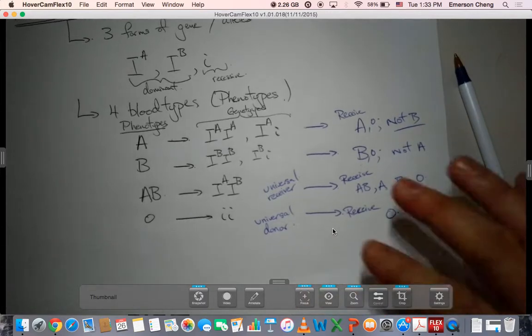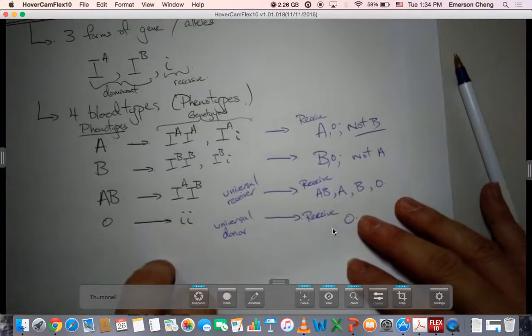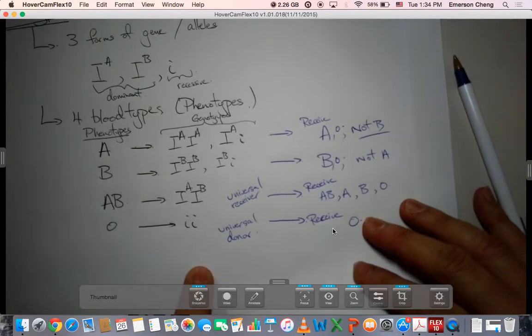So in this case, you will need to know how to do a Punnett square with this. Okay.